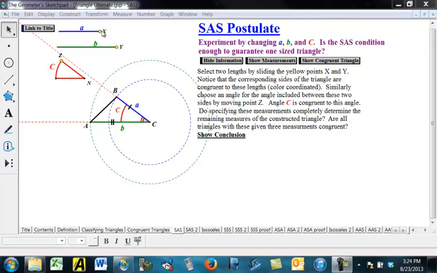This is Jack Jackson. We're going to be looking today at the side-angle-side condition. So what we want to do here is to say, if we specify two side lengths that are going to be lengths of sides of a triangle, and we also specify the angle that's formed by those two sides, does that specify the rest of the triangle, or do we have choices?